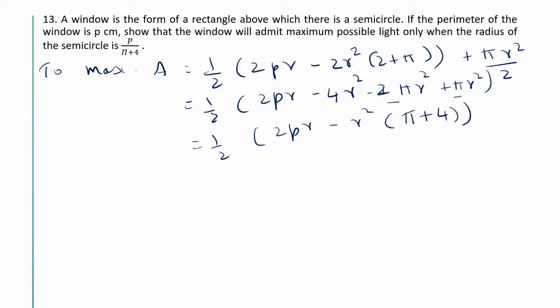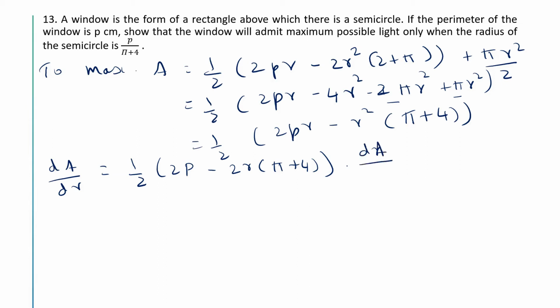Now let us find the critical points. So for that we have to differentiate A with respect to r. When we differentiate A with respect to r, we get half into 2p minus 2r into (pi plus 4). At the critical points, we know that dA by dr equal to 0, which means we get 2p minus 2r into (pi plus 4) equal to 0. So from this we get r is equal to p divided by pi plus 4.